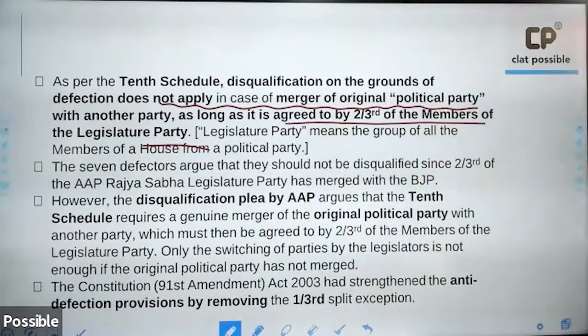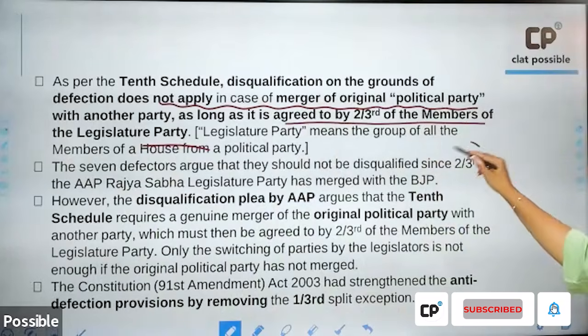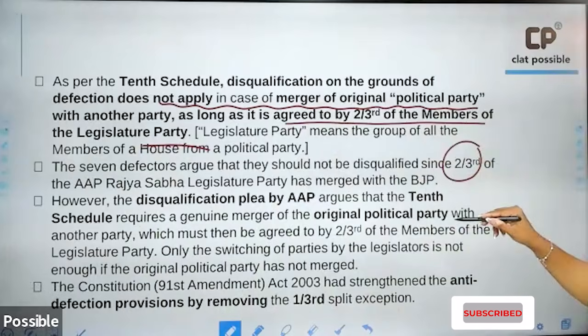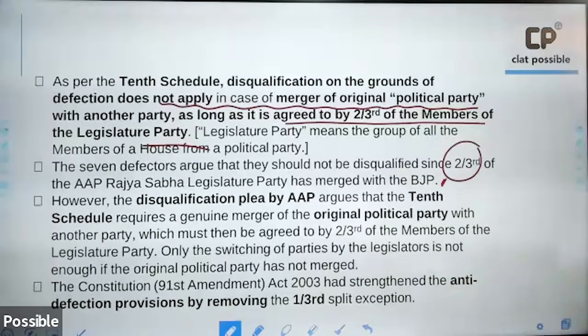The 7 defectors argue that they should not be disqualified since 2/3 of the AAP Rajya Sabha legislature party has merged with BJP. However, the disqualification plea by AAP argues that the 10th Schedule requires a genuine merger of the original political party with another party, which must then be agreed to by 2/3 of the members of the legislature party. Only the switching of parties by the legislators is not enough if the original political party has not merged.